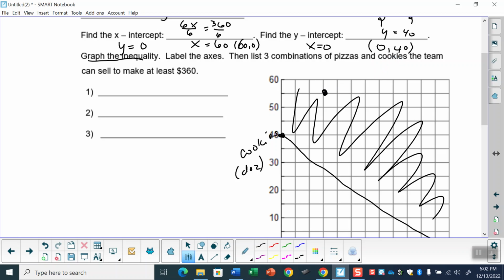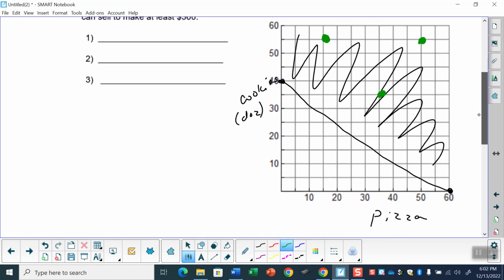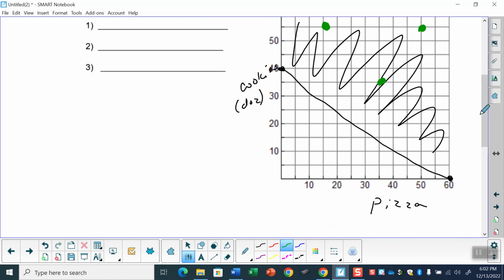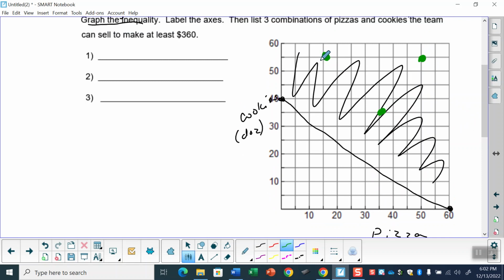So you can pick any 3 points here. Let me change my color. All right, any 3 points here in the shaded area, those are solutions. Those would give you at least 360. Okay, so for example, one of the points would be 20, right, for x and 55 for y. Okay, so that would be 20 pizzas, right? And 55 dozen cookies.